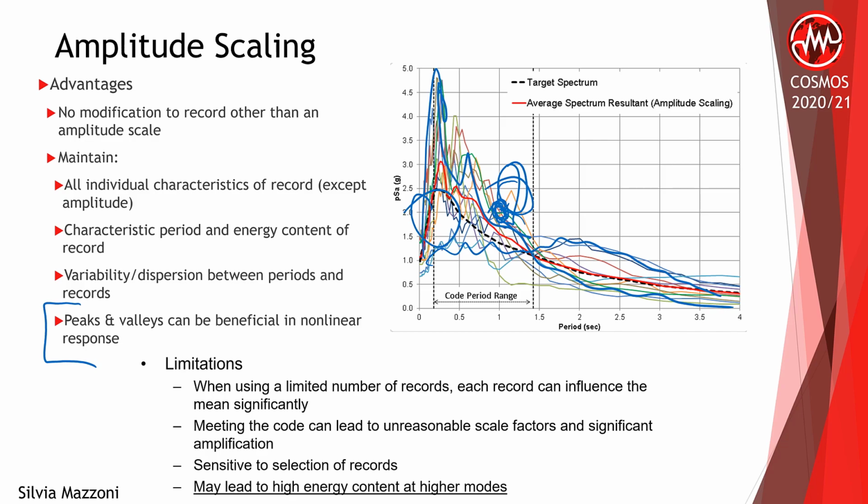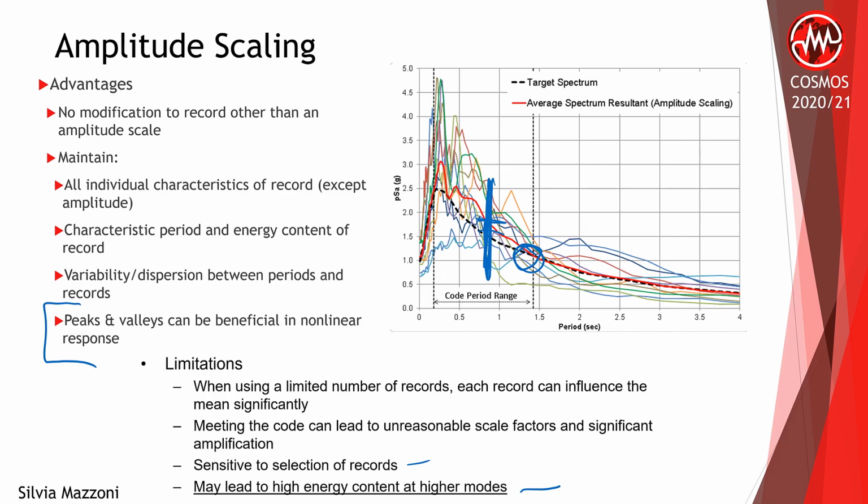What are the limitations? When using a limited number of records, each record can influence the mean significantly. It's really, really hard to get the mean right on. So if your period of the structure is here, look at this. Yes, you can put in a 10% discount, but it's really hard to get it to match at all periods, especially when you're working with long period structures. Sometimes this point right here is what's forcing you to scale the rest of your spectrum up high. And so it may lead to high energy content at the higher modes, and it's very, very sensitive to record selection when you've got 11 ground motions.